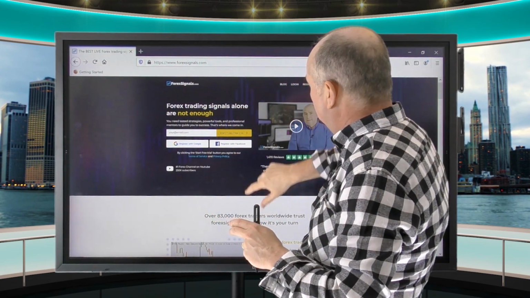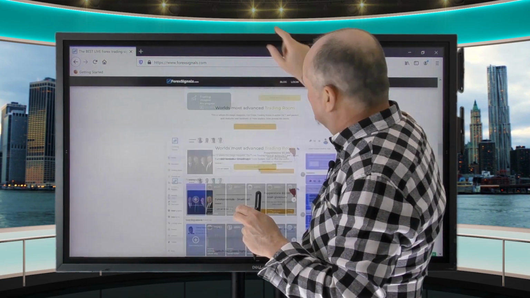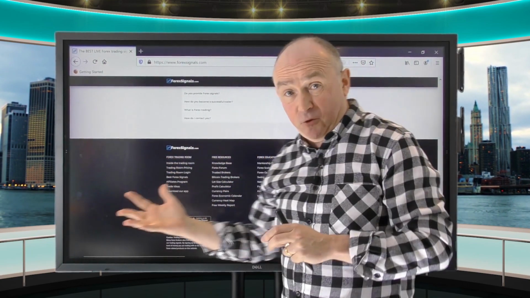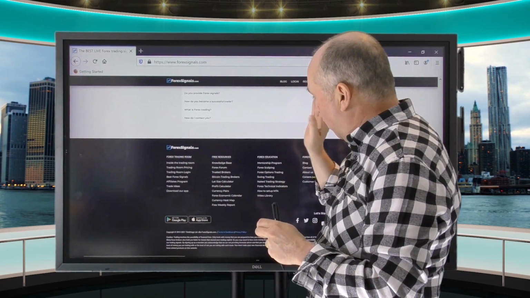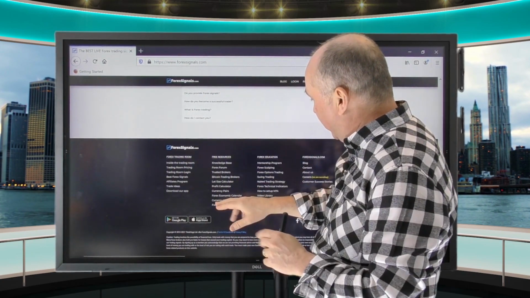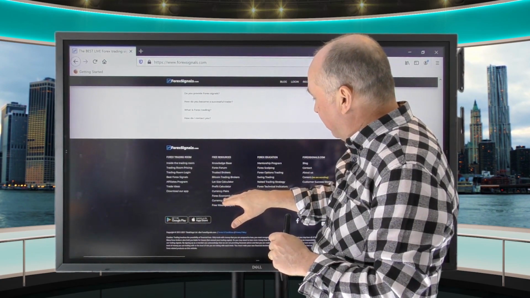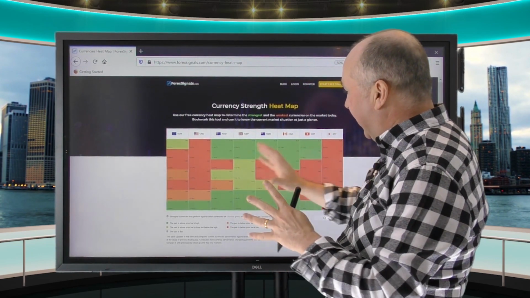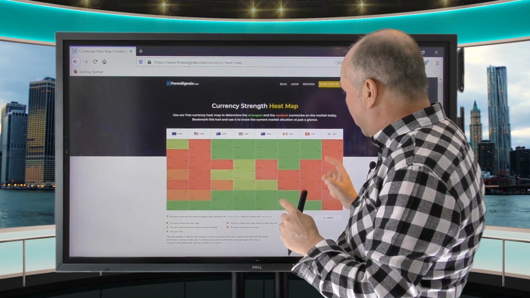forexsignals.com website and you scroll down to the bottom, it's absolutely free, you don't need to log in. If you scroll down to the bottom, you'll see all these free tools that we've made available. And one that I particularly like, we just added it more recently, is this currency heat map. So I click on that and it pulls up this really cool heat map telling you again what currencies are strong, which ones are weak.